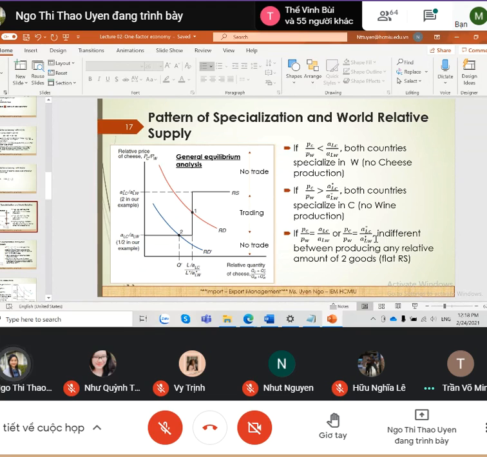Here, the relative price of wine is exactly equal to the opportunity cost of wine at foreign. It means that foreign is indifferent in producing anything. What I receive is equal to what I pay, so I can produce any of them. So the country will produce both wine and cheese. But the relative price is higher than the opportunity cost of cheese in terms of that of home. It's higher than that of home.